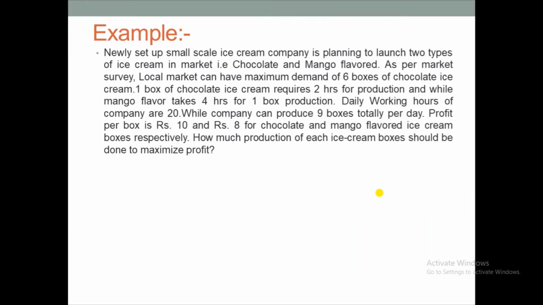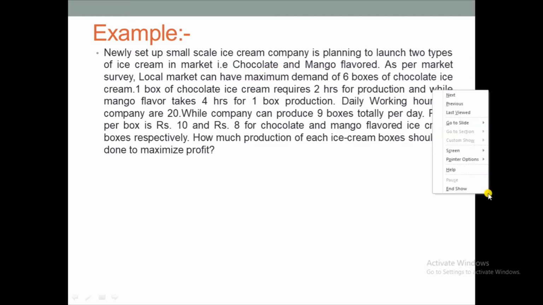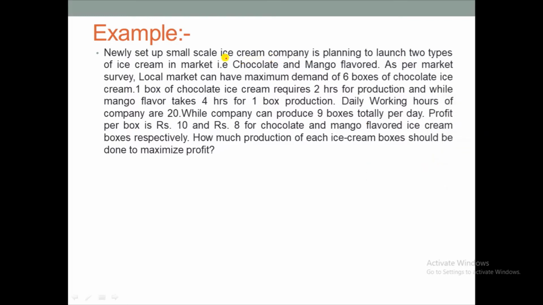Now the first problem is like this. A newly set up small scale ice cream company is planning to launch two types of ice creams in the market, that is chocolate and mango flavored. So it means that a newly set up small scale ice cream company wants to launch two different types of ice creams with two different flavors, that is chocolate flavor and mango flavor.